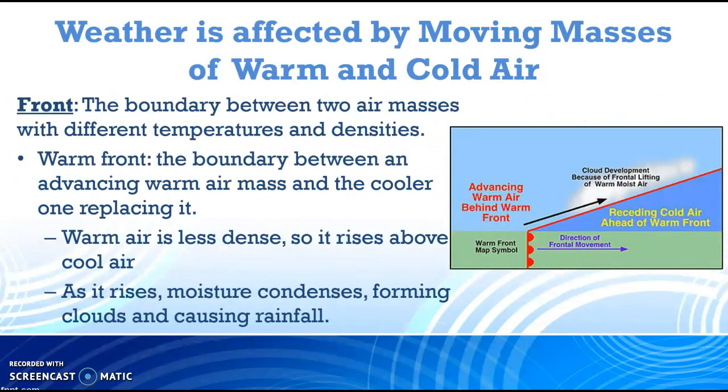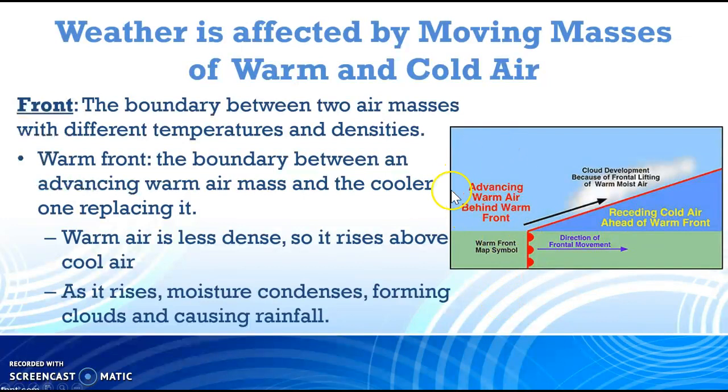One of the big things we have to look at when we're looking at weather is the front. A front is a boundary between two air masses with different temperatures and densities. A warm front is the boundary between an advancing warm air mass and the cooler one that's replacing it. Warm air is always less dense, so it rises above our cool air. And as it rises, the moisture condenses and it forms clouds or rainfall.